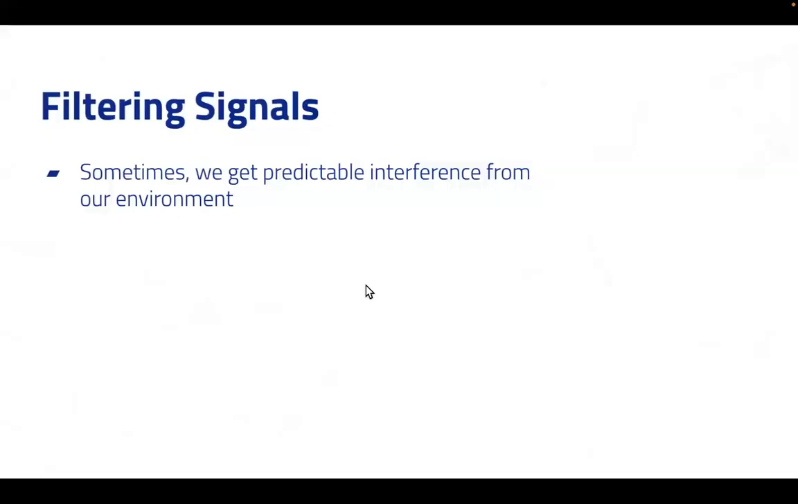Yes. And then when we filter signals, sometimes we get predictable interference from our environment. So can anyone give an example of noise that might appear in our environments, at least when we're trying to measure EEG signals?